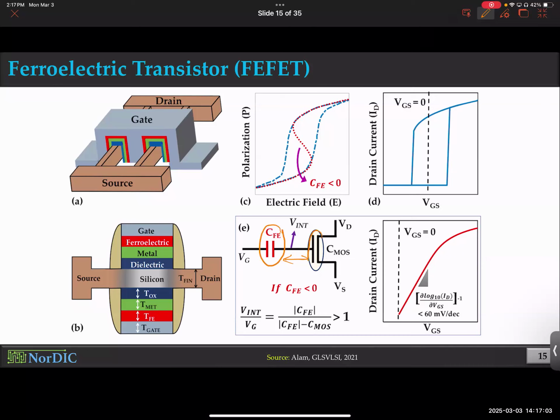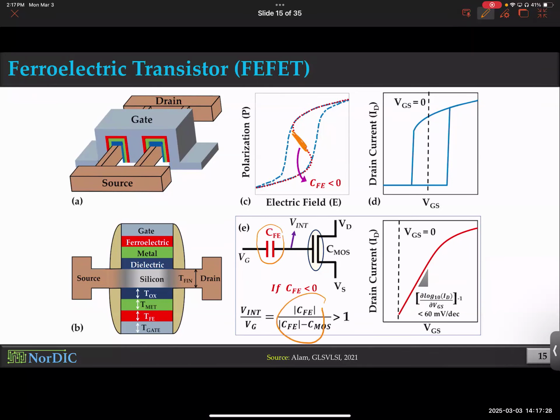In the MOSFET gate, you already have an oxide capacitance, and then you are putting a ferroelectric capacitance on top of it. So whatever capacitance the MOSFET already provides could be CMOS, and whatever capacitance the ferroelectric provides could be CFE. Does that make sense, folks? And then if CFE can be negative, this is what you get.